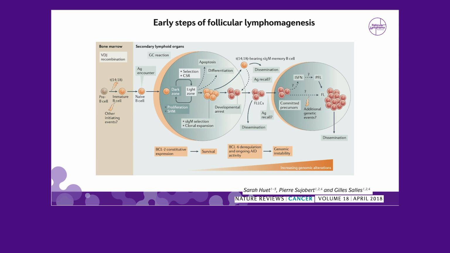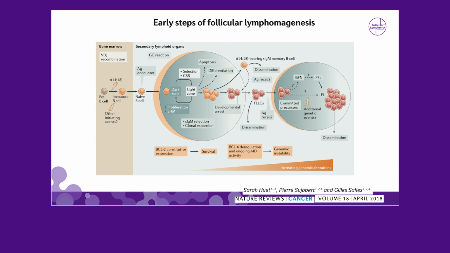These are the early stages of follicular lymphoma pathogenesis. It starts, as you heard before, from the translocation. In about 85–90% of the cases, there is a translocation that brings the BCL2 gene under the control of regions of immunoglobulin heavy chain genes. This results in constitutive expression of BCL2.